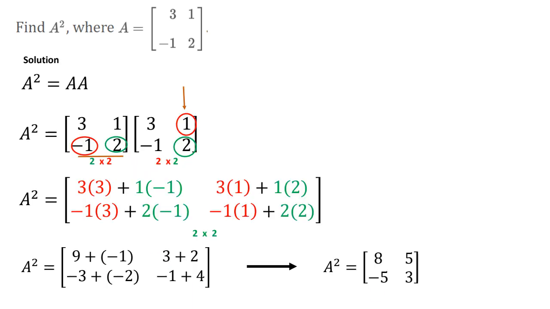So if we simplify, 3 times 3 is 9 plus a -1. 3 times 1 is 3. 1 times 2 is 2. So I'm just multiplying these numbers out. -1 times 3 is -3. 2 times -1 is -2. -1 times 1 is -1. 2 times 2 is 4. 9 plus -1 is 8. 3 plus 2 is 5. -3 plus -2 is -5. -1 plus 4 is 3.